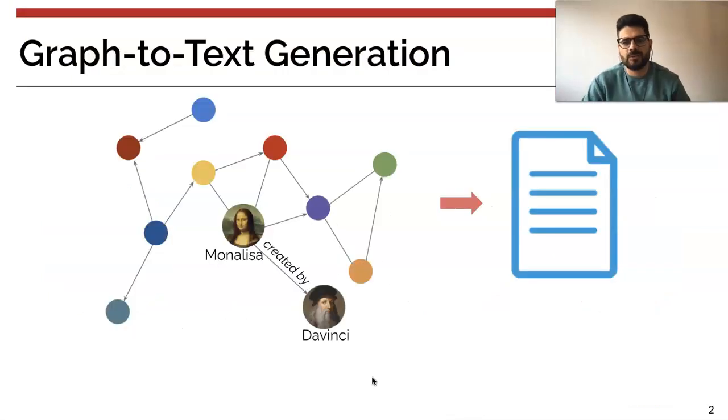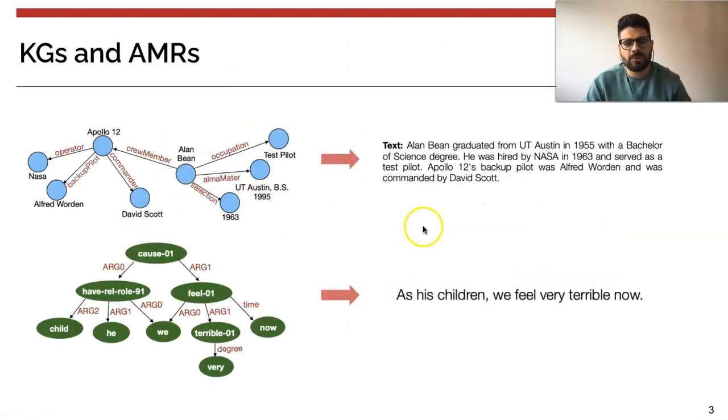In this work we are interested in the task of graph-to-text generation, where you have a graph and you'd like to generate a text that describes the entities and the relations between these entities in the graph. In particular, we explore two kinds of graph. The first one are knowledge graphs, where you have entities that are connected by some relations, and this is the text that describes or represents the knowledge in this knowledge graph. And we also explore abstract meaning representations, where you have a semantic graph that describes a sentence.